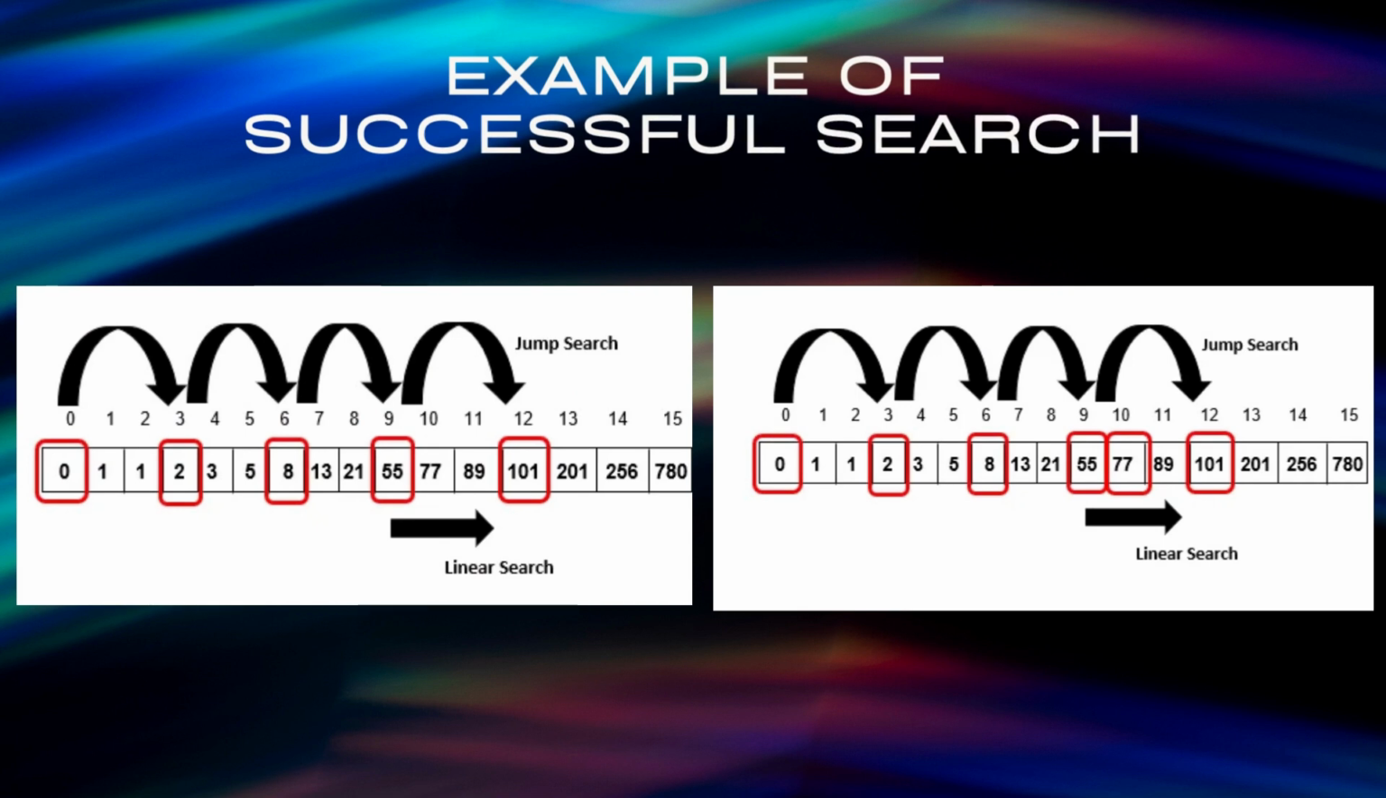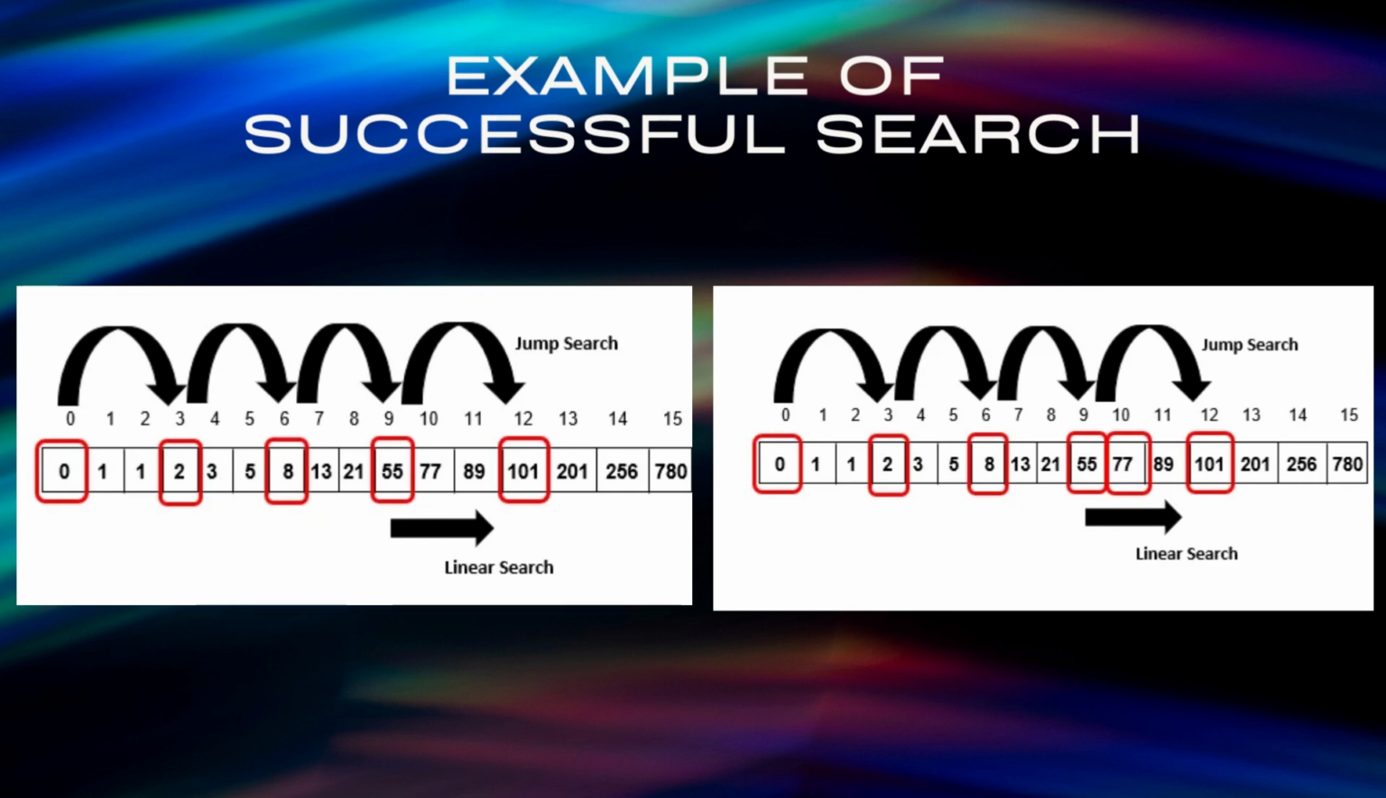So, first, we will compare the item to array[0]. Since the item is greater than array[0], we will skip to the next block, which is array[3]. We will do that again until the array value is greater than the item. Moving on with the next block, array[3], we compare again. The item is greater than array[3], so we will move to the next block, which is array[6]. Doing that again, the item is greater than array[6]. So, let's move to the next block, which is array[9].